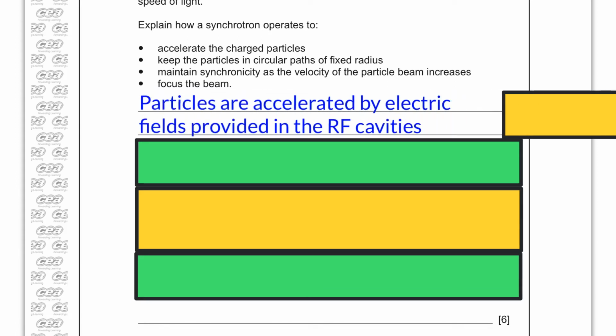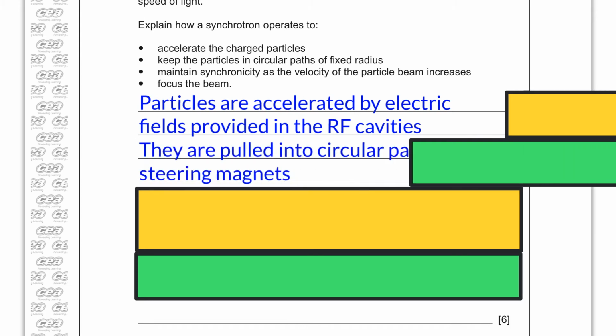Firstly, the accelerating is done in the RF cavities. So be very clear about the fact that the particles are being accelerated. That's the first thing we were expected to answer. So yeah, particles are accelerated by electric fields provided in the RF cavities. So what about the circular paths? Well, we have steering magnets at various points along the beam path, and that's what helps to produce the circular motion that's required for the synchrotron.